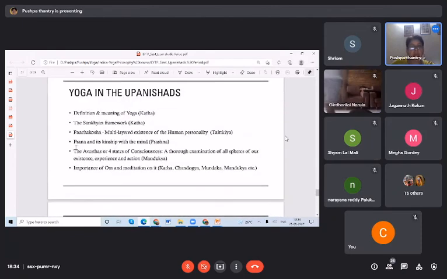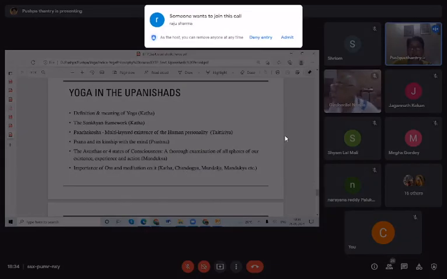So Panchakosha, an important philosophy again, comes from the Taittiriya Upanishad on the existence of the human personality, and prana and pranayamas come from the Prashna Upanishad, again a key point for us to remember, and the four states of consciousness, chitta, come from the Mandukya Upanishad, and the importance of Om meditation comes from the Katha, Chandogya, Mundaka and Mandukya Upanishads. Okay, so as I said, this is the gist of it.